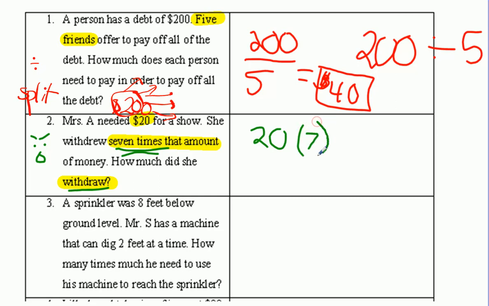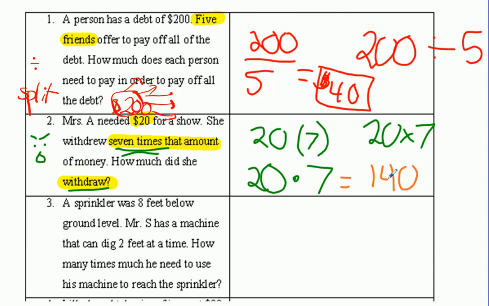Again, we've showed times many different ways. We've shown it with the dot. We've shown it with the times sign. And we've shown it with parentheses. Up to you how you want to show it, but we're probably going to be using these 2 ways more often in 7th grade. Okay, when I am done, she withdrew $140.